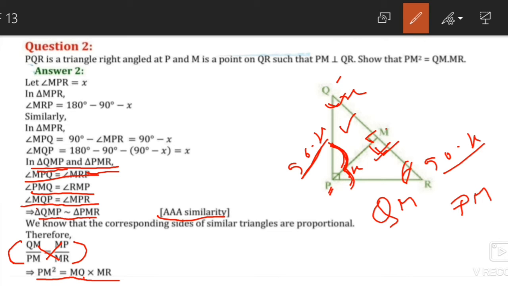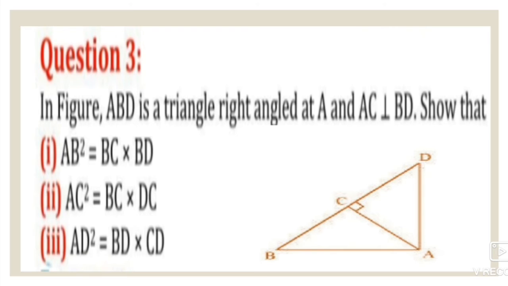As you can see here, this angle is 90 minus x. That means for the upper triangle, this P angle is 90 minus x. So that's why I'm writing P here. And here this R is 90 minus x. So that's why I am writing R here. In this way I am comparing the triangles QMP and PMR. So in this way you have to solve question number 2. This one is a very important question.